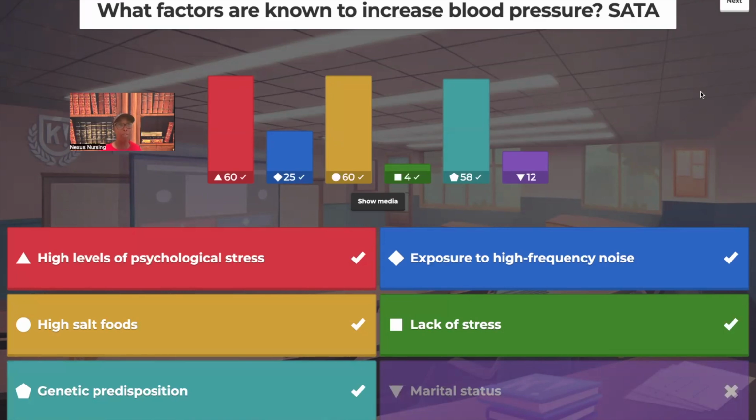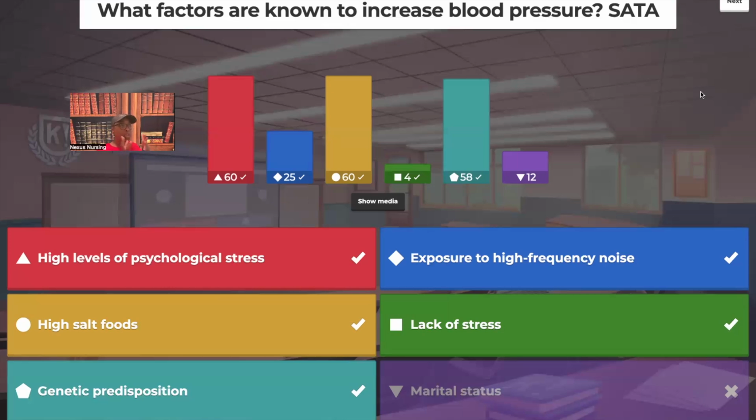High salt foods. Matter of fact, another famous test question, they'll give you a situation about a patient that's hypertensive and what kind of foods would you teach a patient to avoid? You need to know anything that's in a soup is going to be high in salt. Anything that's packaged is going to be high in salt. Anything that's frozen is going to be high in salt. What else is high in salt?